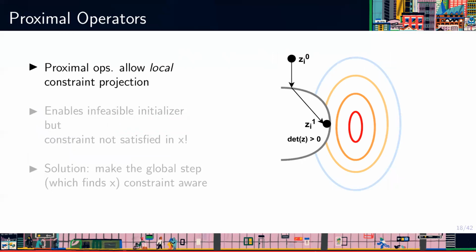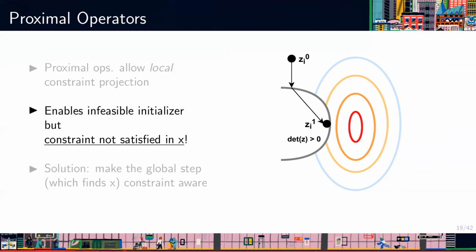One key benefit of ADMM PD is that the local step uses proximal operators. This allows us to use constraint projection while minimizing the per element energies. For example, if our initial TET is inverted, we can find the nearest uninverted configuration and then find the local minimum within that feasible region. This is what allows us to begin the optimization from an infeasible state.